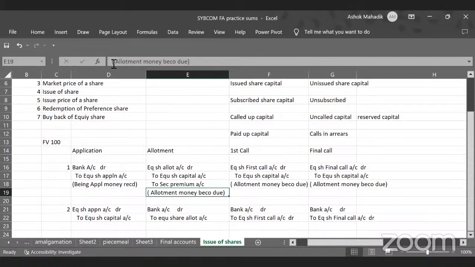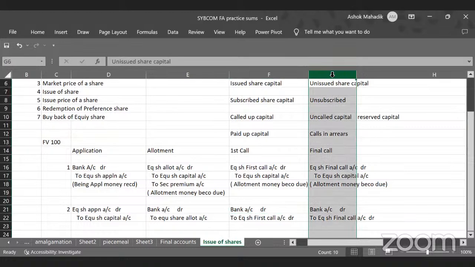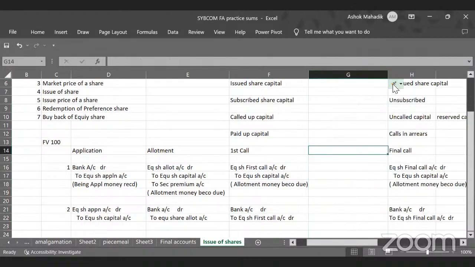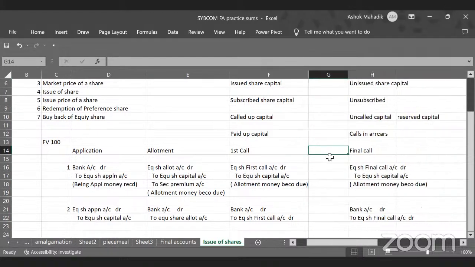Clear? Now one more variation I told you, that sometimes money may not be collected on some shares. It is known as calls in arrears. Say for example, first call money is not received on certain number of shares. I'll just insert a column here. Let us presume that our first call is of 10,000 rupees. If everybody pays in bank, you will receive 10,000, right? And it is on account of call. Clear? So this way the entries will appear.